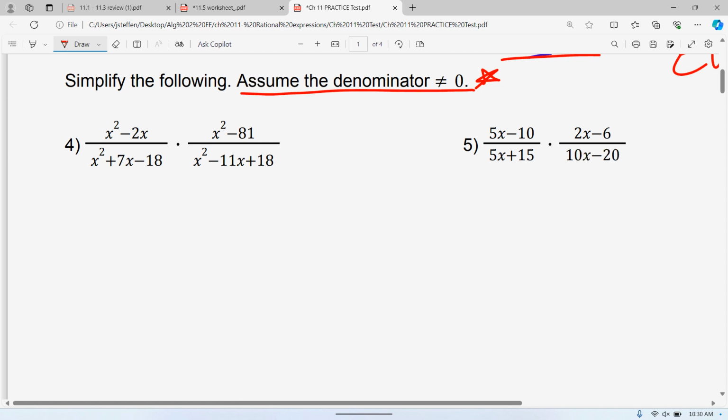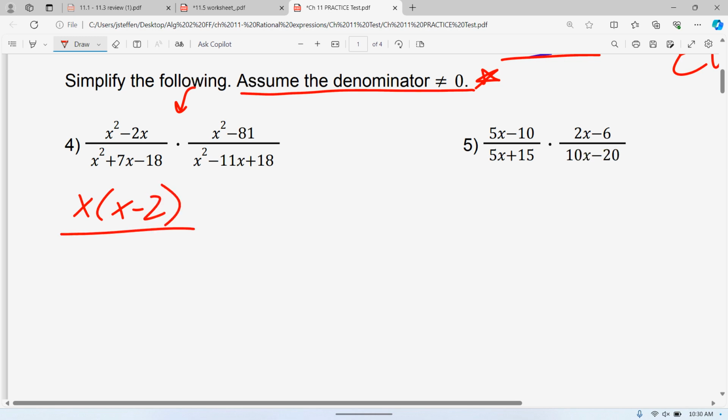Number 4 is multiplying. So the first thing we do with multiplying, you're going to factor everything you can. So the first one, the numerator, I can take out an x. It's a common factor. So I have 2 x's, I took one of them out, so I have 1 left. The next one I have an x, but I took it out, so what I have left is 2.